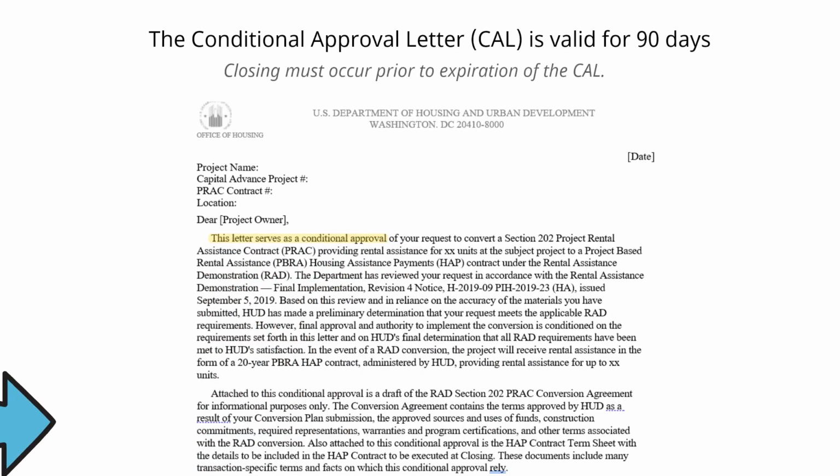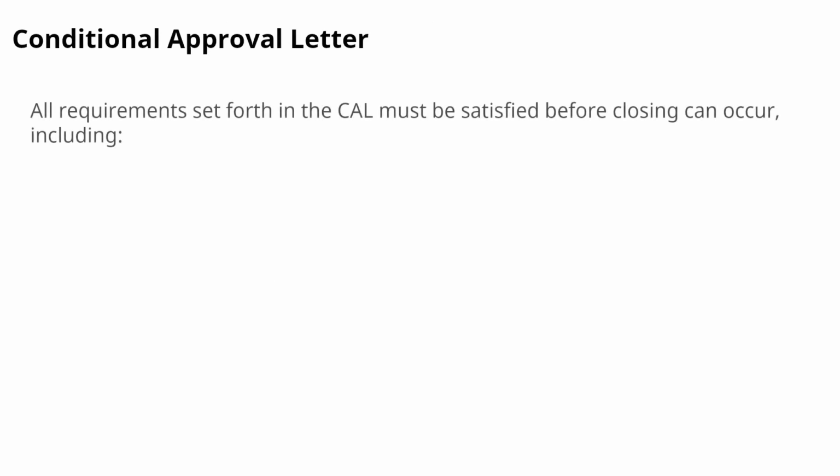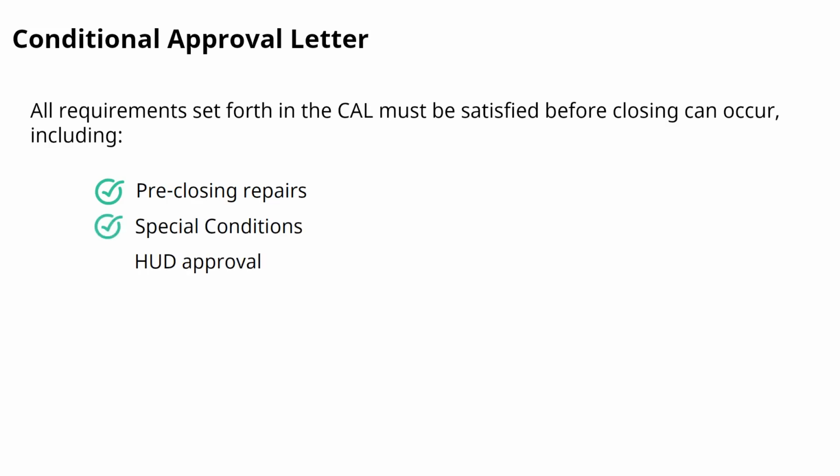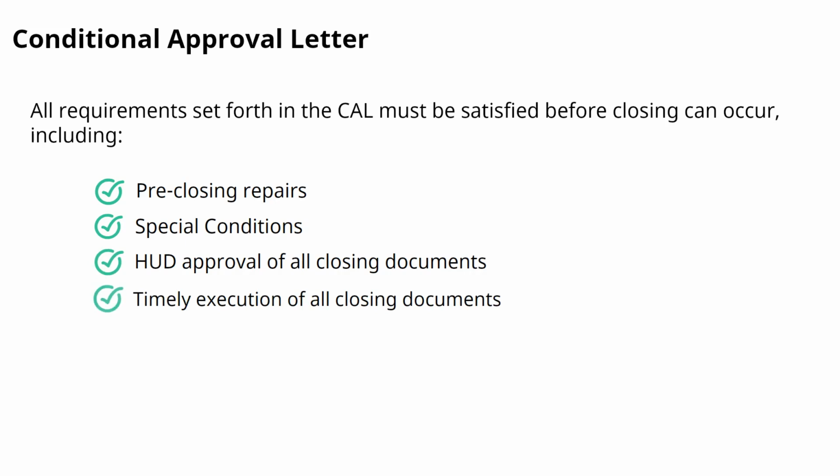Final approval to close the RAD conversion is conditioned upon the project owner satisfying all requirements set forth in the conditional approval letter. These requirements include completion of all pre-closing repairs prior to the closing date, satisfaction of all special conditions, submission of all required closing documents for HUD review and approval, and timely execution of all closing documents.